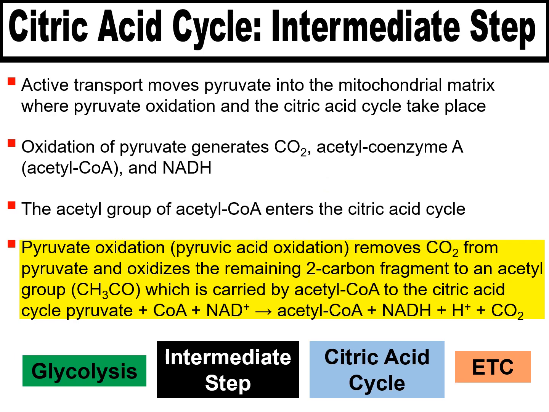Again, after pyruvate is produced as a result of glycolysis, it is broken down further in the intermediate step. The intermediate step occurs after glycolysis, and before the citric acid cycle. The product of the intermediate step is acetyl-CoA. Acetyl-CoA is sent to the citric acid cycle.